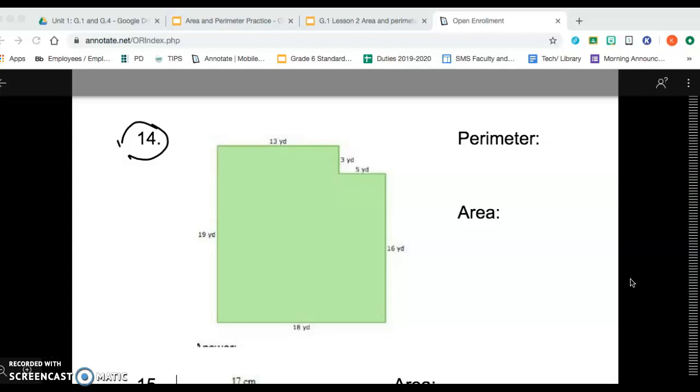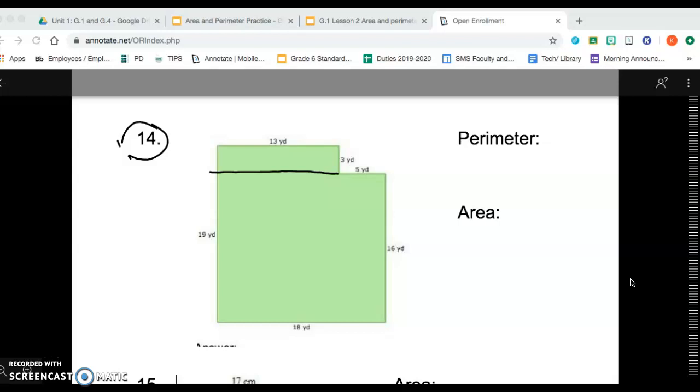So for area, I want you to just quickly do a sketch of this shape. It might help. So we're going to break it up into two rectangles. So just draw a big rectangle on the bottom and then a little rectangle, and then just quickly label the sides. Just a quick sketch. It doesn't have to be perfect. Don't worry about the lines being straight too much. So you can go ahead and pause the video if you need to.